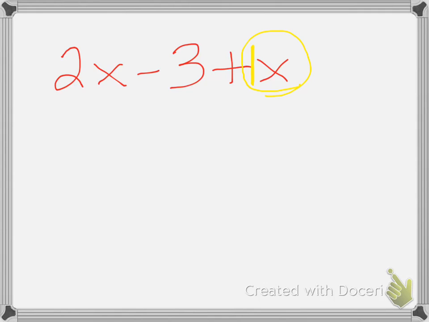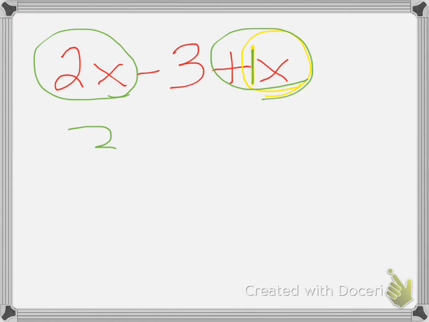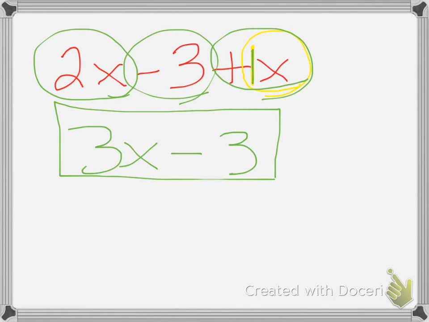So here, to combine these like terms, I'm going to circle my 2x and my x. So 2x plus x, which is a 1x, remember, is 3x now. And then that negative 3 is by itself, so it's just going to come down here and be minus 3. That's it. You can't do anything else to it. So I'm going to do one more like that.